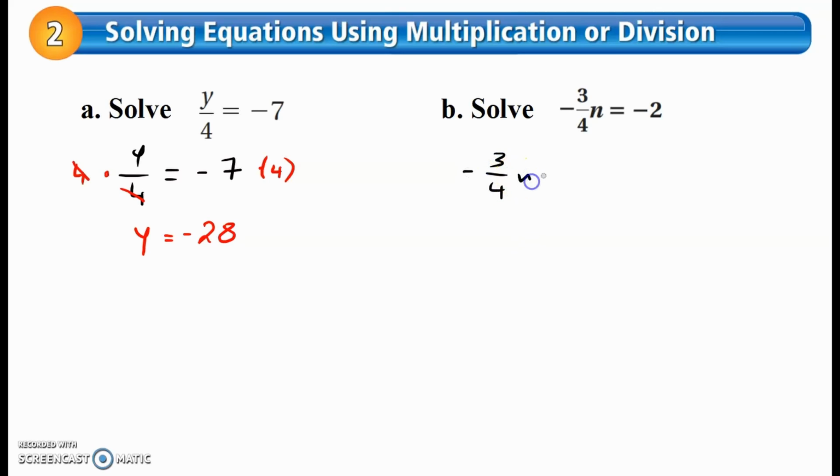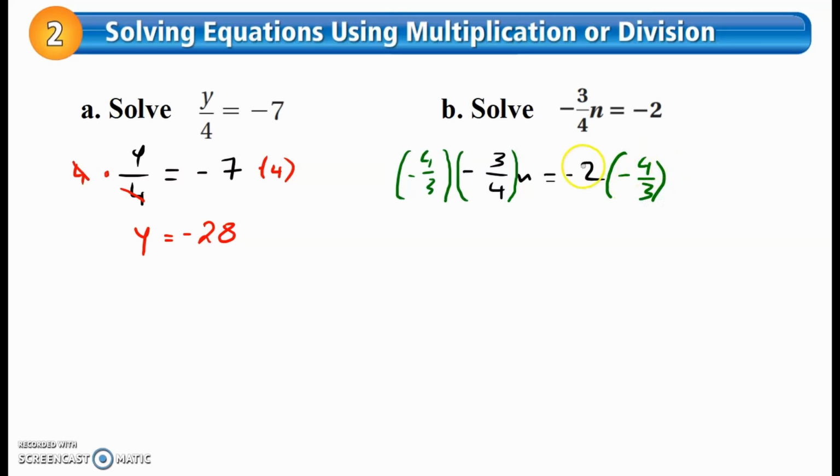Over here we have -3/4 n is equal to -2. Now to undo a fraction, n is being multiplied by this fraction, but we want to undo that. So even though it's being multiplied by that fraction, I'm going to divide by the fraction, which means multiplying by its reciprocal, so 4/3. So multiplying this, that means the 3's cancel out, the 4's cancel out, negative times a negative equals a positive. So multiply this by 4/3.